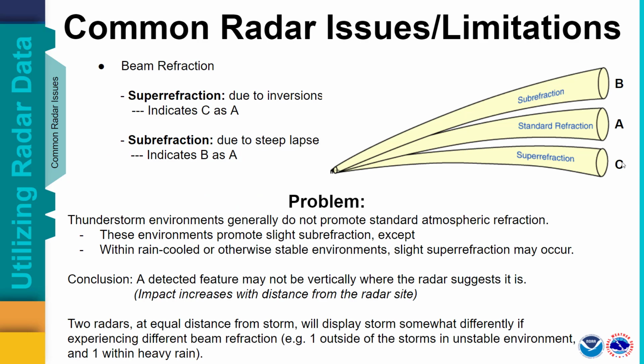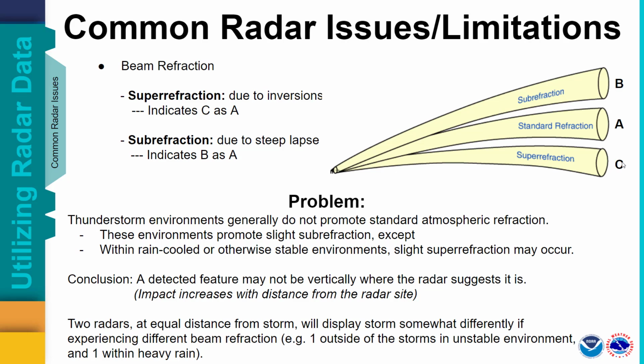Beam refraction results from the environment the radar energy is traveling through. A dry adiabatic layer supports slight subrefraction of the beam, while an inversion, be it near the surface or associated with a cap aloft, supports slight superrefraction. Normal beam refraction, upon which the radar heights of features are based, rarely ever exists in a thunderstorm environment. Thus, 3-dimensional features and structures shown by radar are rarely perfectly accurate.